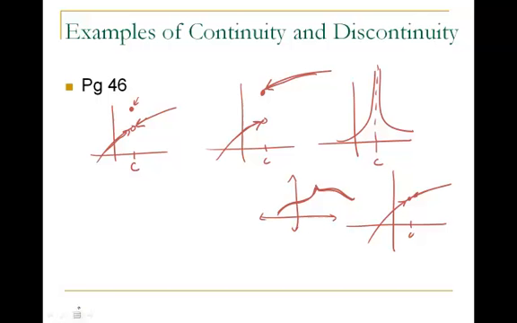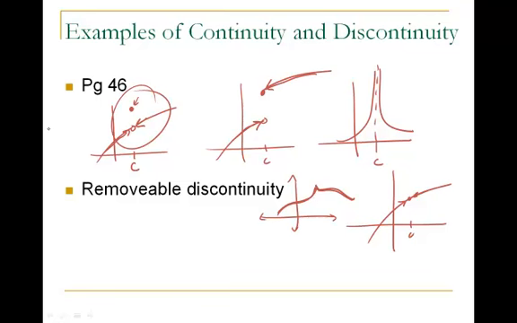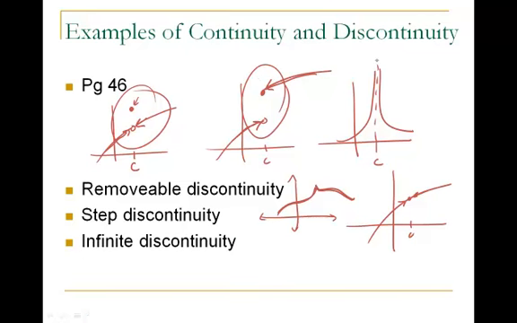So we've seen several kinds of continuity and several kinds of discontinuity. The 3 kinds of discontinuity that we're looking at here are the removable discontinuities, the ones like this, the step discontinuity, like this, where the graph makes a jump, and the infinite discontinuity, where we're looking at an asymptote.